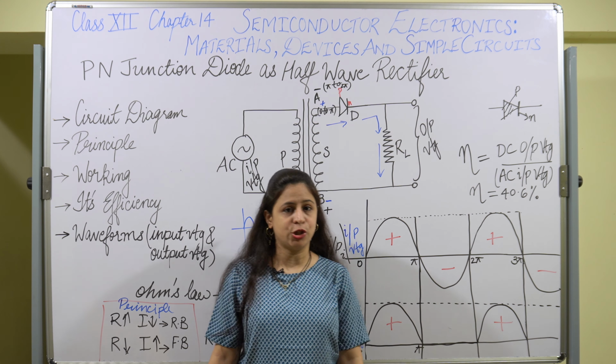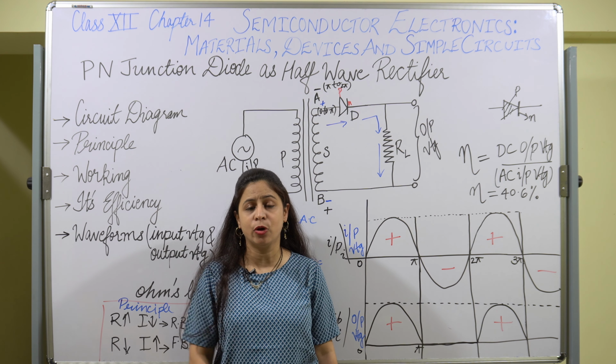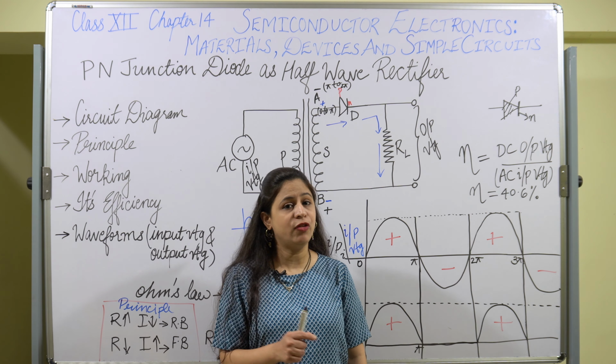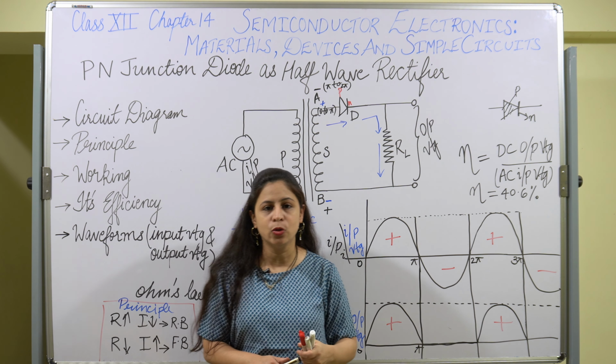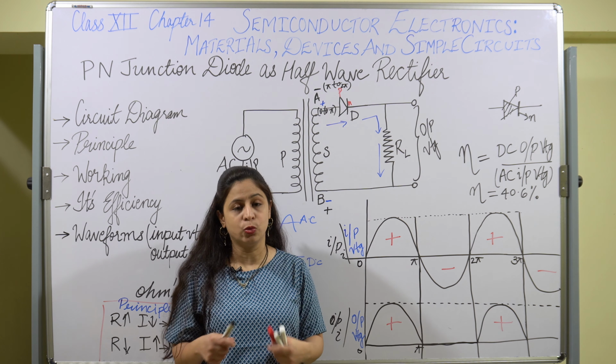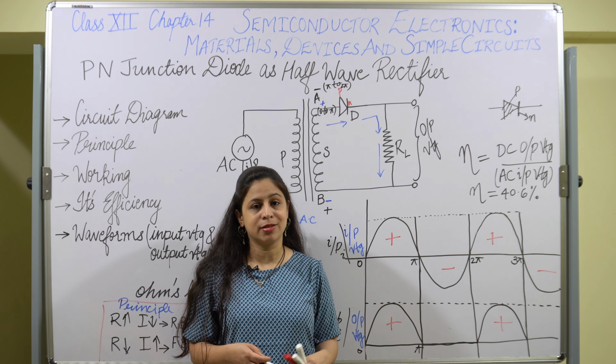In the next session, we will be studying the PN junction diode as a full wave rectifier. There we use 2 diodes instead of 1. Here we have taken only 1 diode, and we will see how it works taking the resistive load.